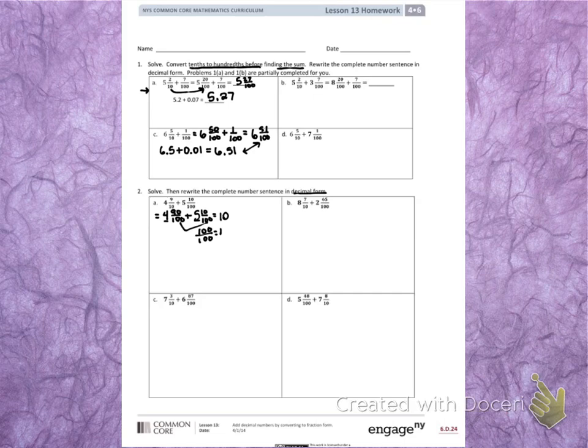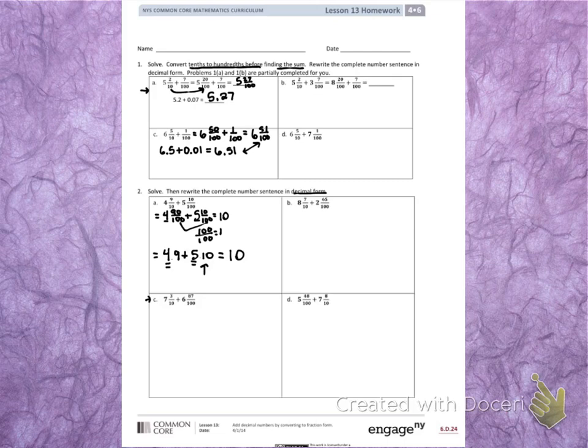So let's do that in decimal form. Here's the decimal part of it. 4 and 9 tenths added with 5 and 10 hundredths. 9 tenths and 10 hundredths, which also is the same thing as 1 tenth. So 9 tenths and 1 tenth makes 1. So 4 plus 5 plus our 1 makes 10. Same answer as in a fraction. I'm going to do letter C as well.